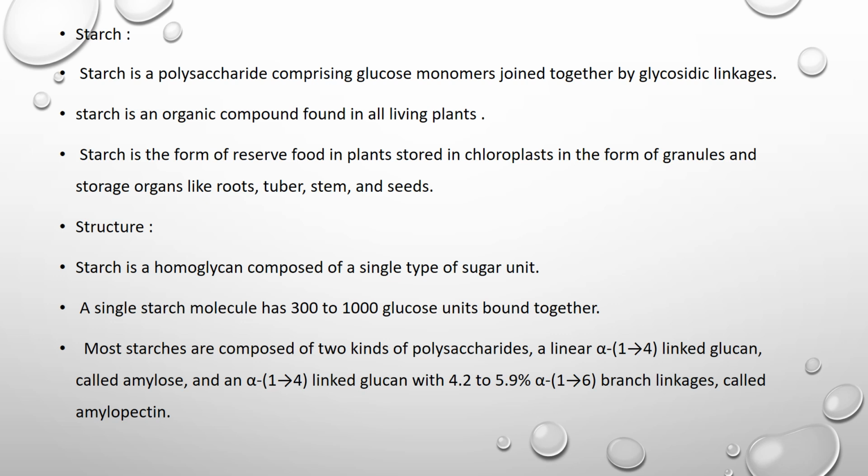Structure. If you look at the structure of starch, it is a homoglycan composed of a single type of sugar unit. A single starch molecule has 300 to 1000 glucose units bound together, and starches are composed of two kinds of polysaccharides, that is amylose and amylopectin. Amylose contains the alpha 1,4 and alpha 1,6 glycosidic linkages.